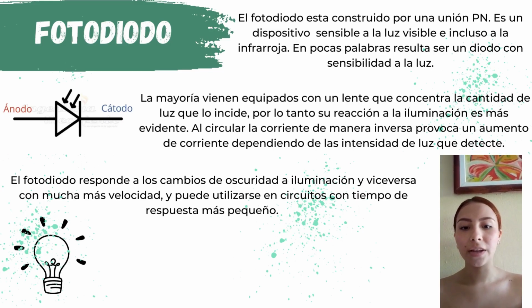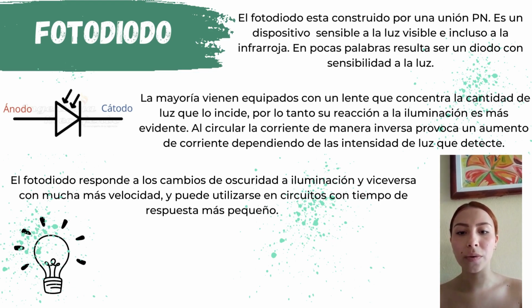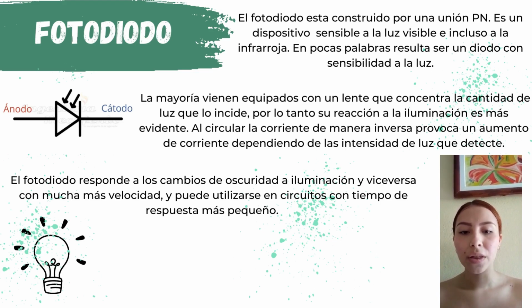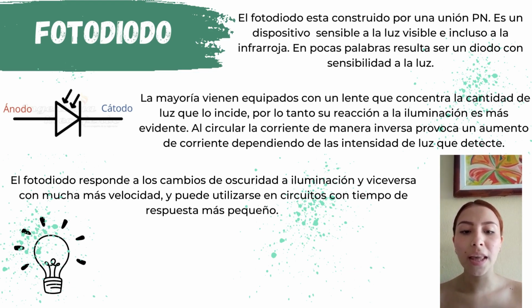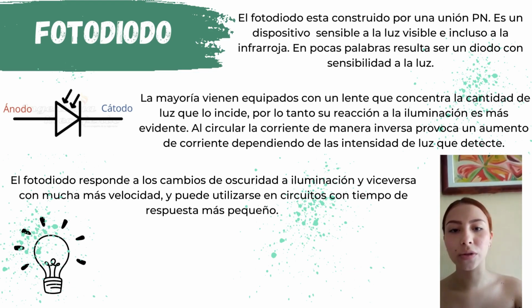The photodiode is built by a p-n junction. It is a device sensitive to visible light and even infrared. In short, it turns out to be a diode sensitive to light. Most come equipped with a lens that concentrates the amount of light that falls on it. Therefore, its reaction to lighting is more evident. By circulating the current in reverse, it causes an increase in current depending on the intensity of light it receives. The photodiode responds to change from dark to light and vice versa with much faster speed, and can be used in circuits with a shorter response time.